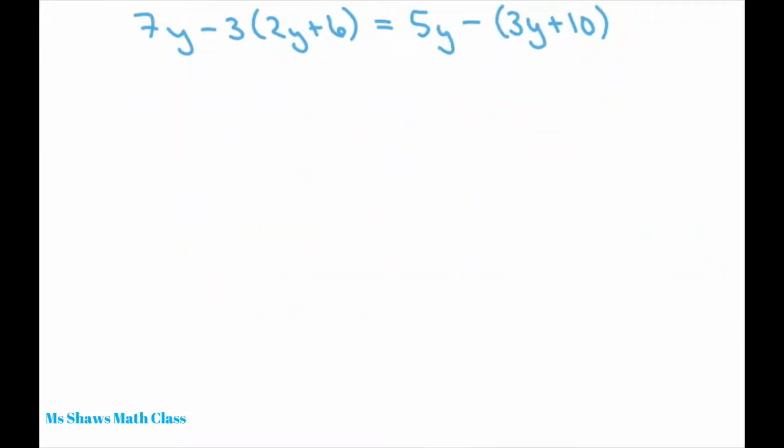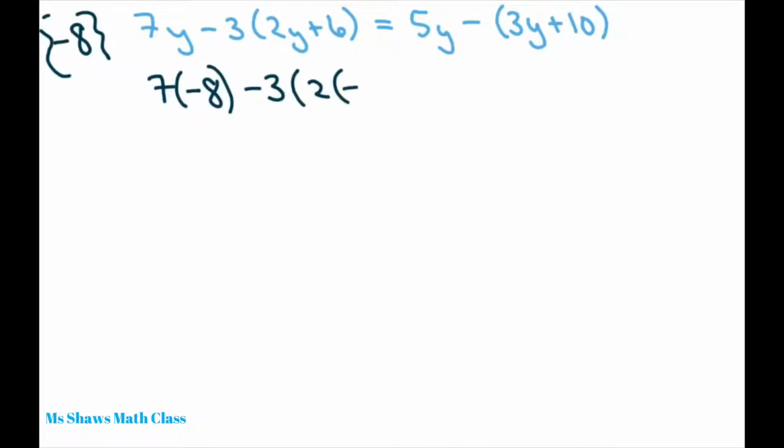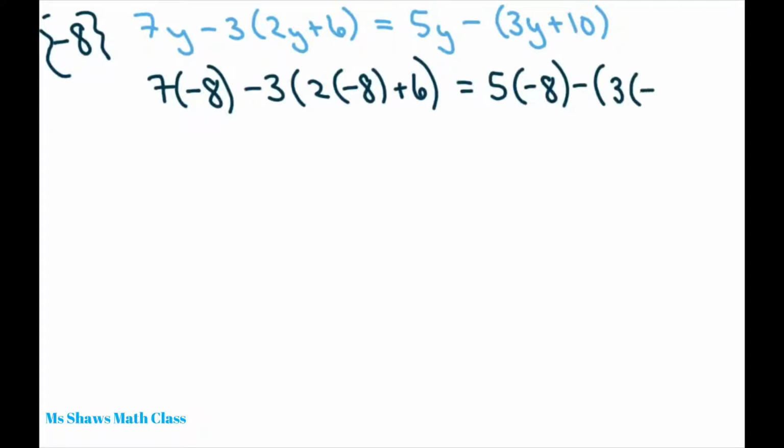Now we have to check our solution. So I'm going to write -8 here. The substitution property states that I can replace every y with -8. You have to use your original equation. Okay, got everything taken care of.